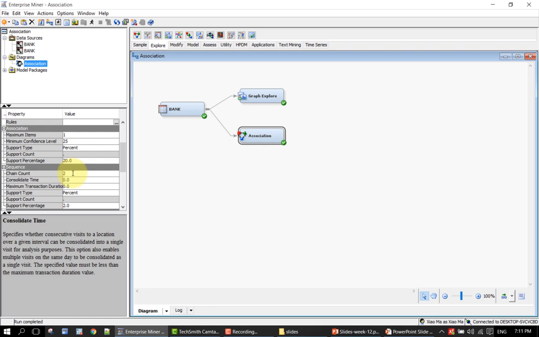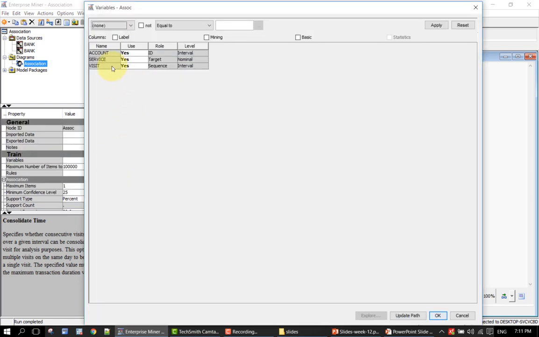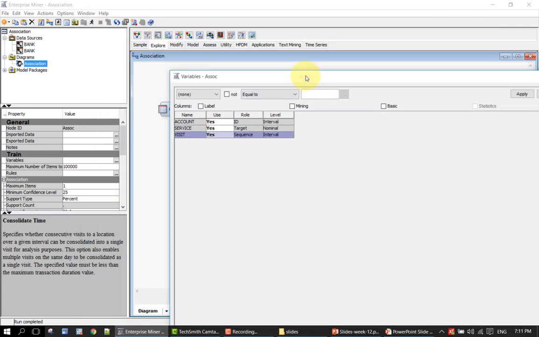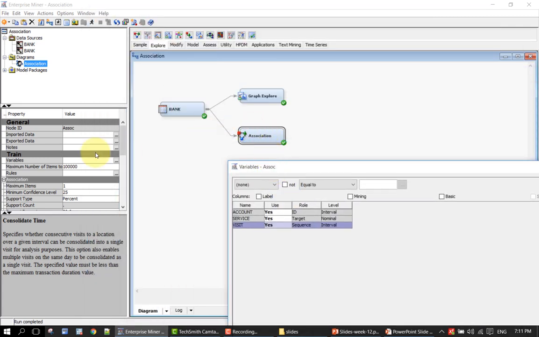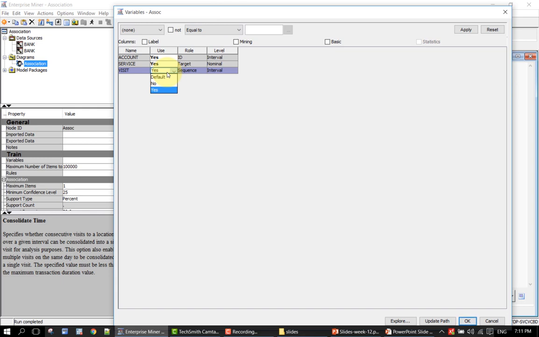But even sequence, there's a need to disable the sequence variable, which I forgot to do. So that's what made it happen. On the variable property of the association node, go ahead and disable the visit, which is a sequence variable.